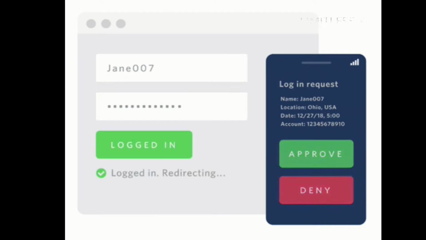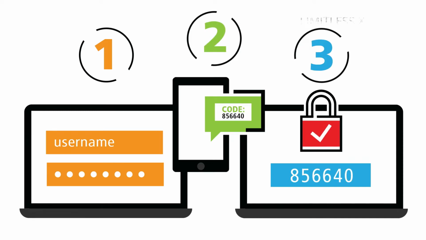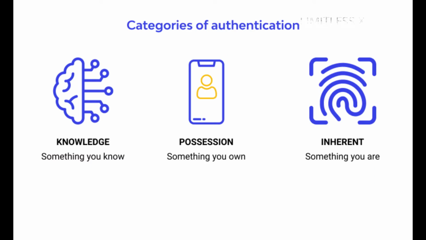Now, this evidence I am emphasizing is generally categorized into three types: knowledge factor, possession factor, and biometric factor. Let's look at these factors one at a time.